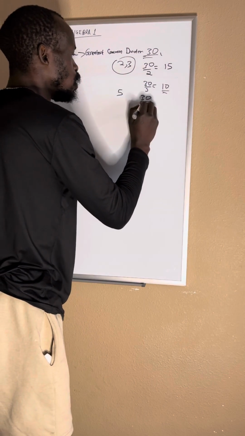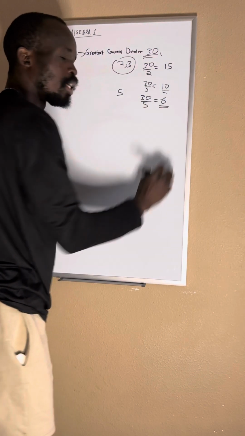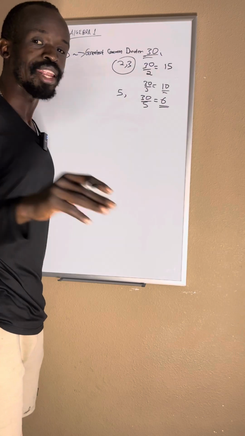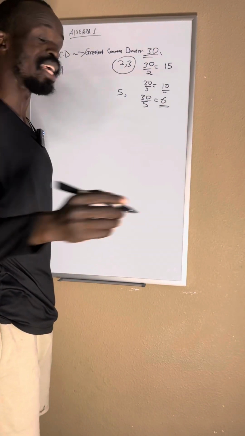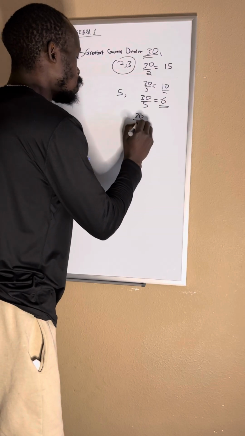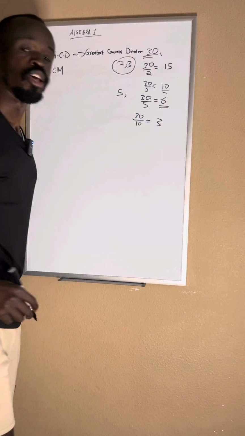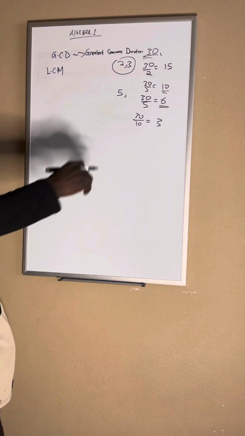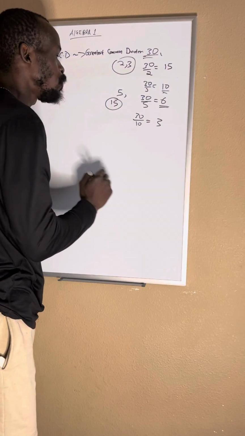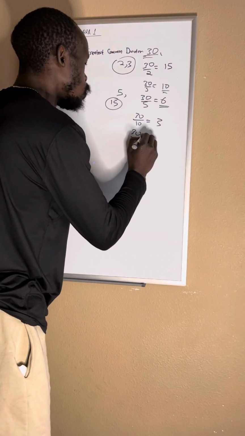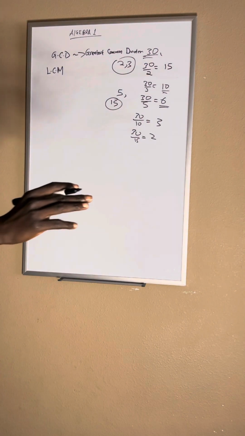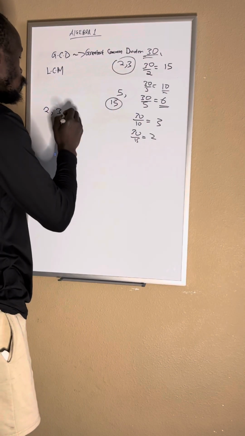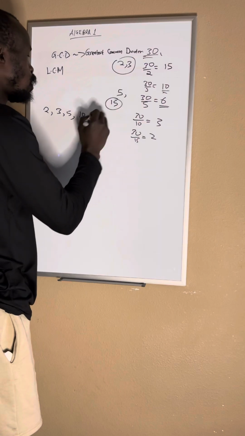When you divide 30 divided by 5, what do you get? 6, okay? The next number you can use to divide 30 completely to get an integer or a whole number is which one? 10, okay? So 30 divided by 10 is what? 3, okay? Which other number can we use to divide 30 completely to get a whole number? Is 15, okay? So 30 divided by 15, what do we get? 2. So in this scenario here, we have 2, 3, we have 5, we have 10, and we have 15, okay?